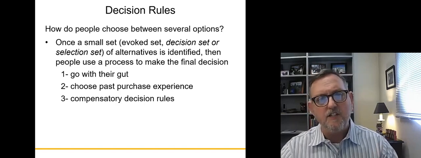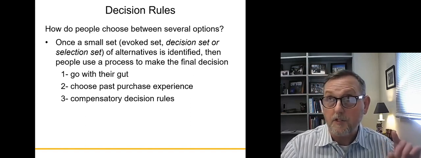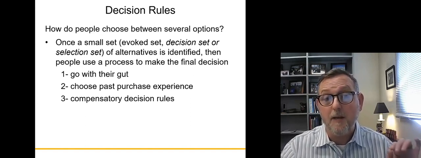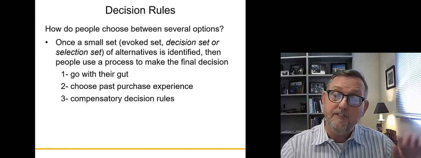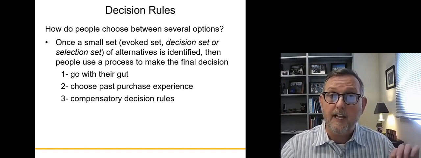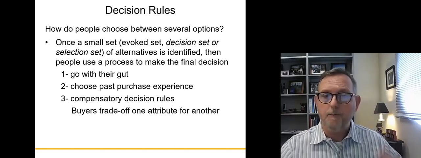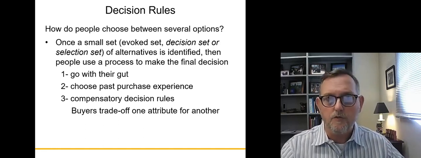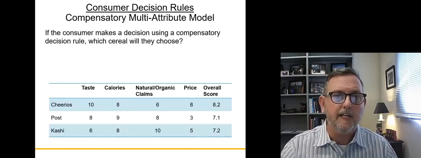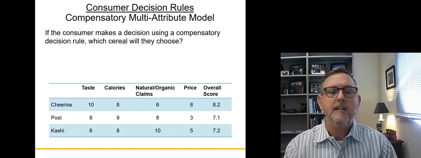And so that's what a decision rule is about, and there's a special name for a type of rule called a compensatory decision rule, where we give value to products that have the features that we want the most. Again, buyers use this kind of mechanism to choose one product over another by making attribute trade-offs.